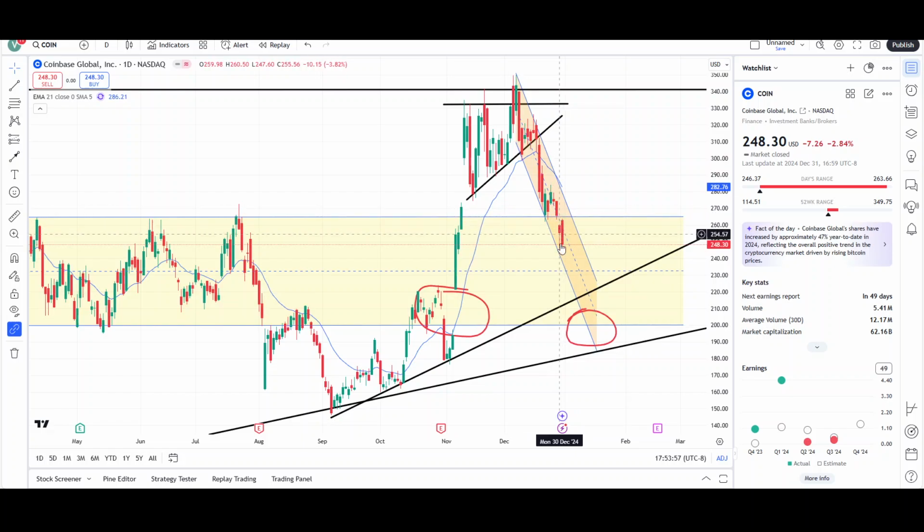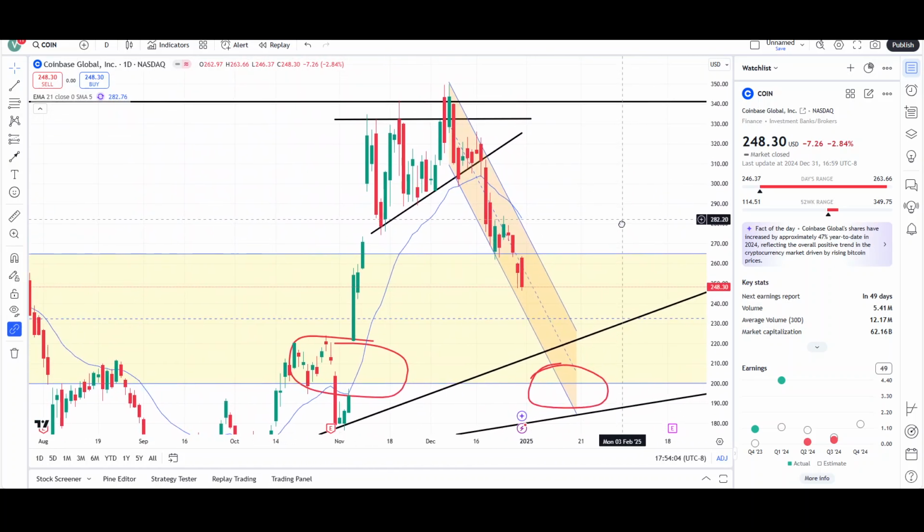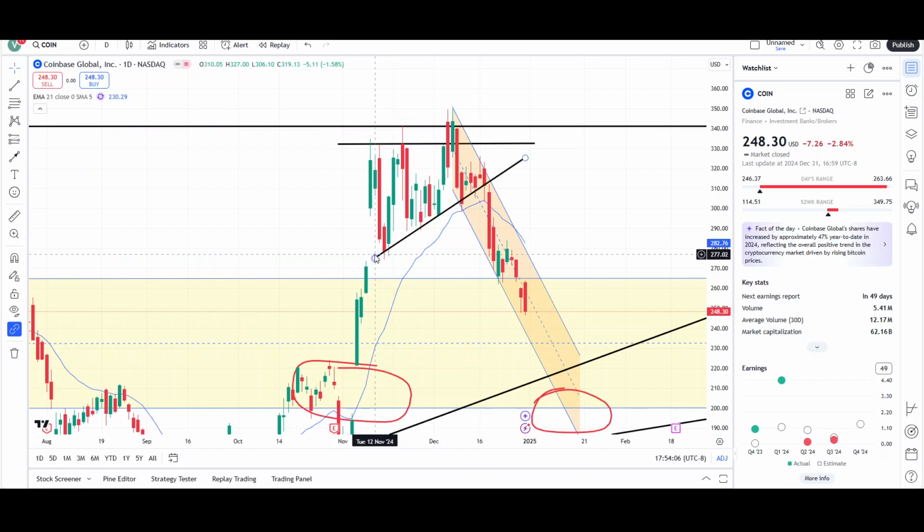price has broken down of that 265 level and it has continued down lower. So what's going on? If we just back up on the chart, let's zoom in a little bit more. You see that we had a volatility compression from about early to mid-November up until about mid-December, and then price broke down lower.